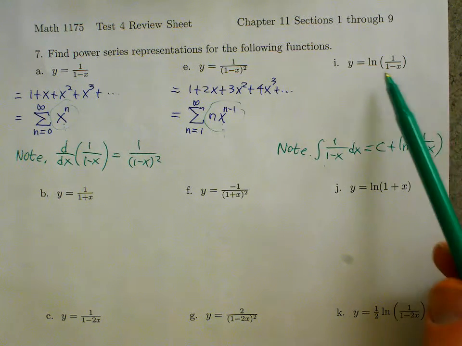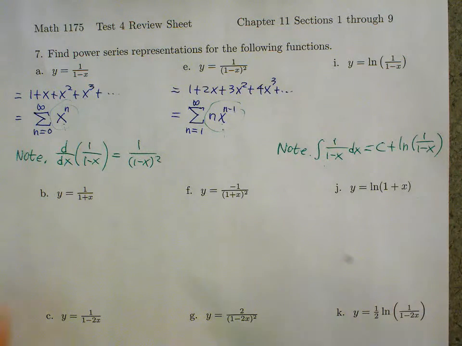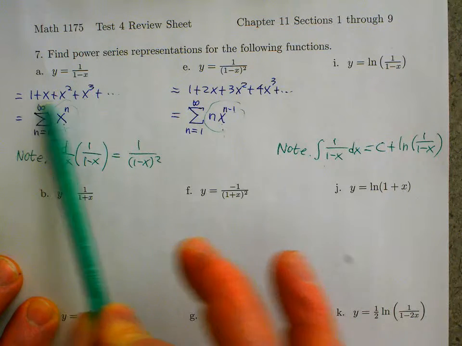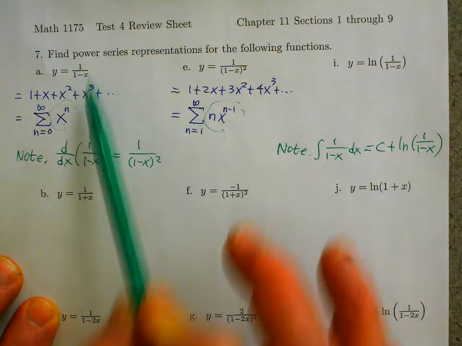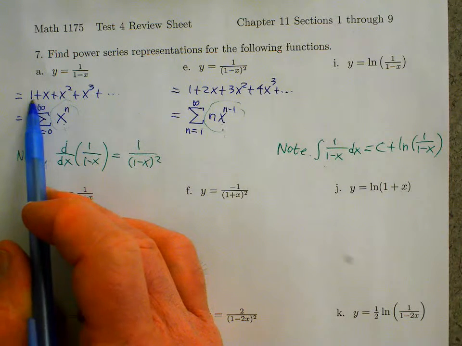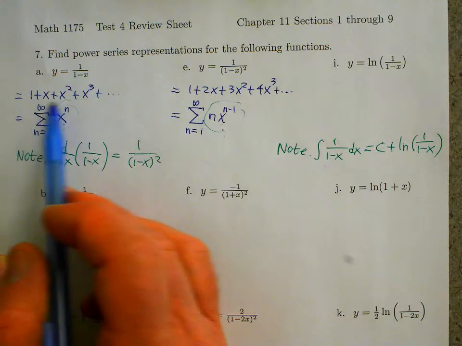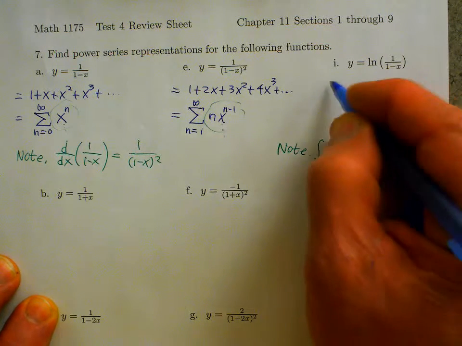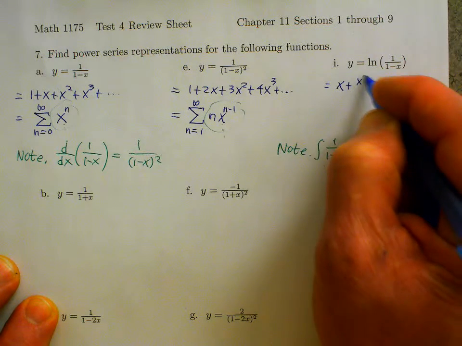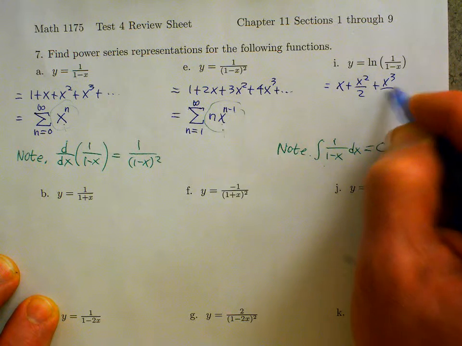Okay, so to find a series for the natural log of 1 over 1 minus x, we just find antiderivatives for each of the terms in the power series for 1 over 1 minus x. So when we find antiderivatives of 1 plus x plus x squared and so on, we get x plus x to the second over 2 plus x to the third over 3 and so on.